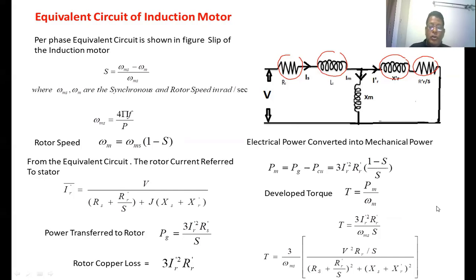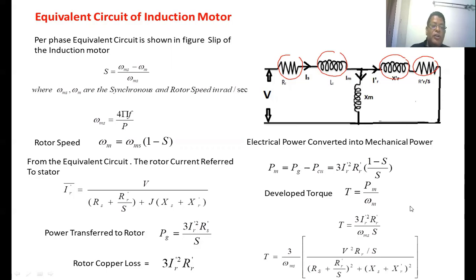Now suppose you want to find out the maximum torque developed in an induction motor. Because the torque developed in an induction motor is a function of the slip, we have to differentiate this equation with respect to the slip and equate it to 0. We get the condition for the maximum torque developed in an induction motor.